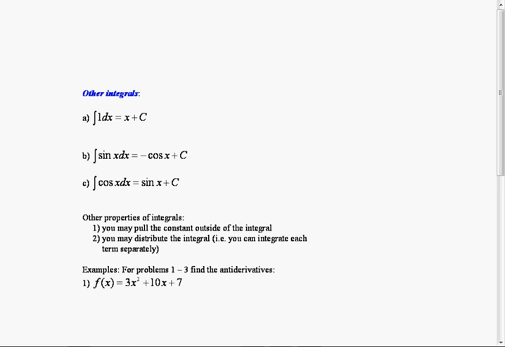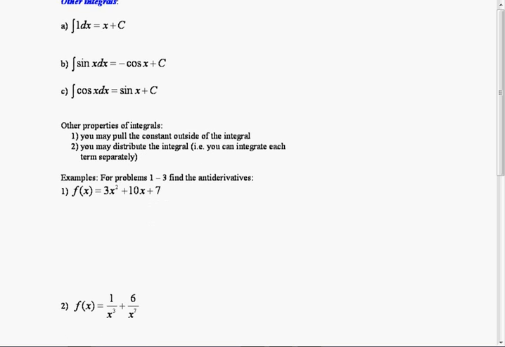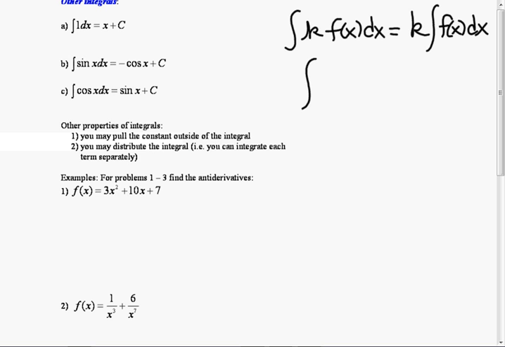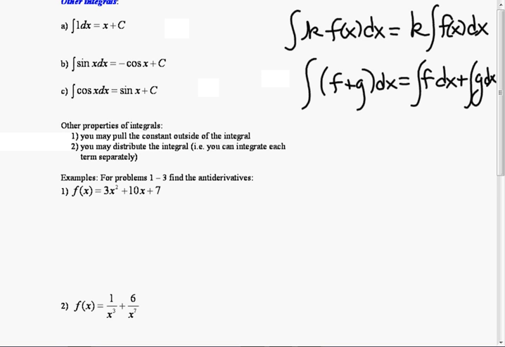Okay, I did all those, so let's just start. One of the things you need to realize is if you have the integral of some k times f of x dx, you can pull the k out. Another thing, if you have the integral of f plus g, you can integrate them separately. Now, you won't write it separately, you'll just do it. Does that make sense?